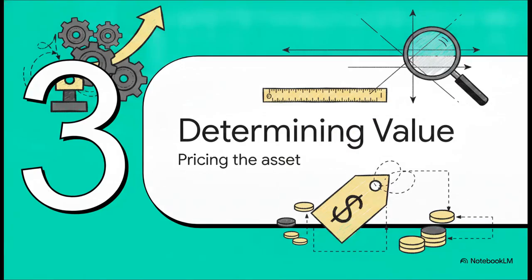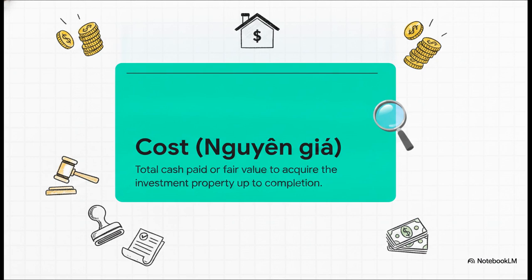Which brings us to Section 3, Determining value, how we actually price the asset. We really have to anchor ourselves to this foundational term, cost. When you acquire an investment property, the initial value you record isn't just the sticker price. Nope, it includes the purchase price plus any direct transaction costs.